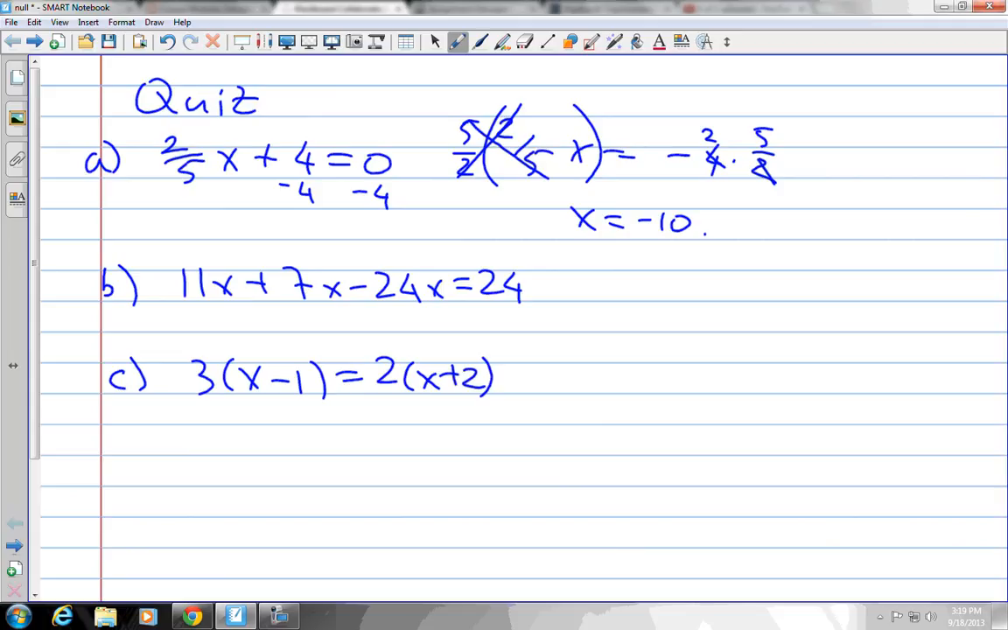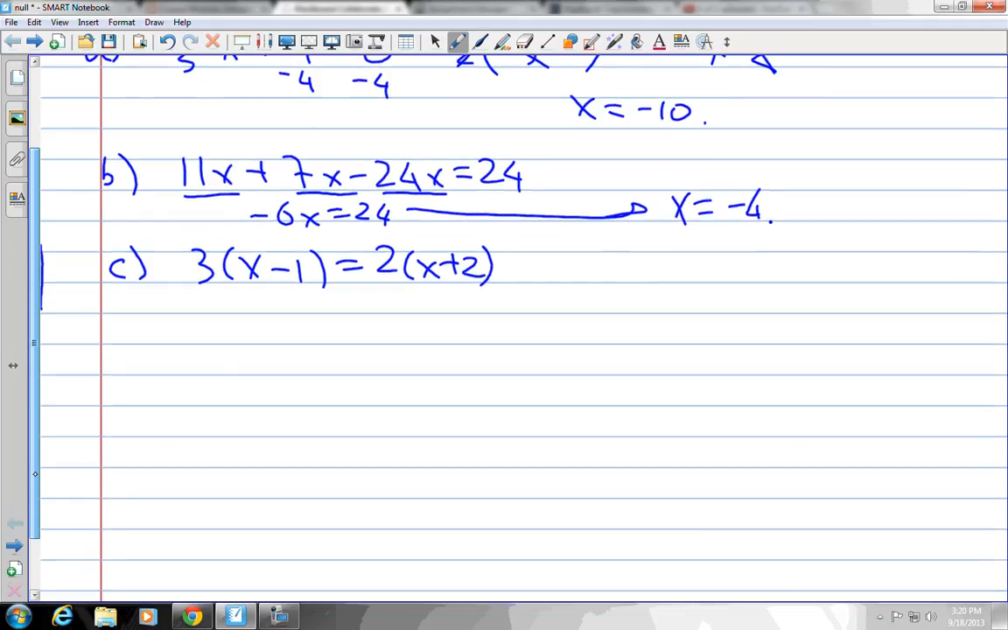Combine like terms, so it's 11x plus 7x, that's 18x, minus 24x, -6x equals 24. So divide both sides by -6. -4. Good. Yeah? You did that one wrong? Yeah, for some reason I got... No, you got a much smaller number than 4. Oh, yeah. Okay.